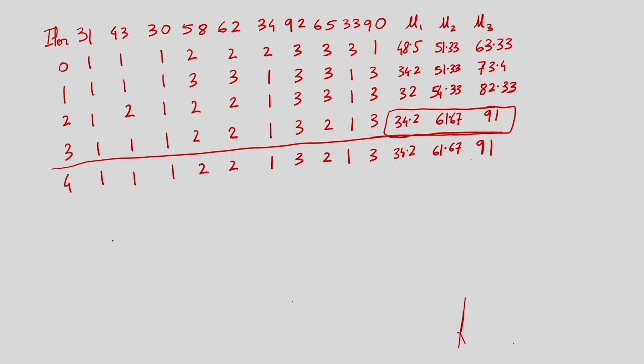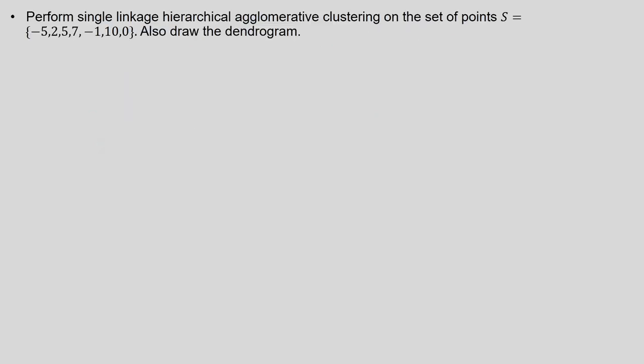Now let's move to the second question. Here we have to perform single linkage hierarchical agglomerative clustering on the set of points. HAC starts by treating each data point as a separate cluster and then iteratively combines the closest clusters until a stopping criterion is reached. Here it is given as single linkage, which means it has to find the minimum distance.